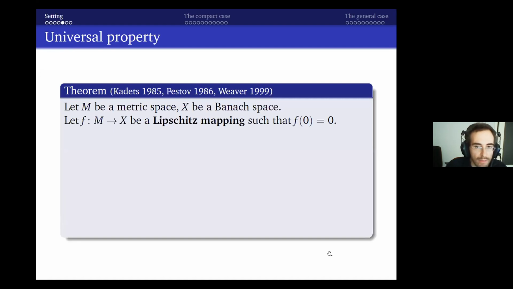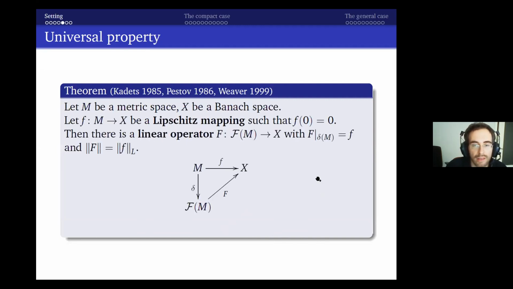And the reason why Banach space people are usually interested in these spaces is this linearization property, which is as follows: if we have any Lipschitz mapping from a metric space into a Banach space, then we can extend this to a linear operator from the free space into the same Banach space. Here, this extension is meant in the sense that M is identified with its isometric copy in the free space, such that this diagram here is commutative.